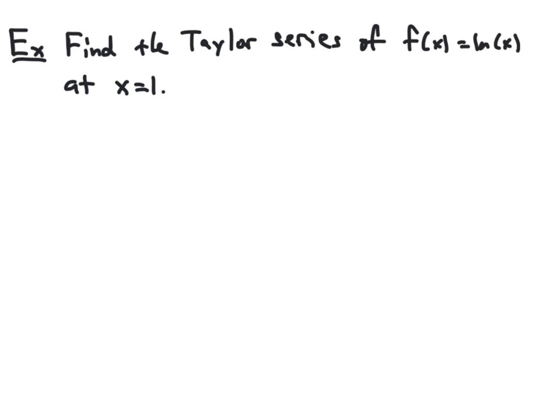Now that we have an algorithmic procedure to finding the Taylor polynomials for a particular function, we can use that exact same procedure to find the Taylor series of our function. In this example, we want to find the Taylor series of the function f of x equals natural log of x at x equal to 1. Note that earlier in this video, we found the third Taylor polynomial for this particular function at x equal 1, and we can reuse the derivative information that we found in that example.